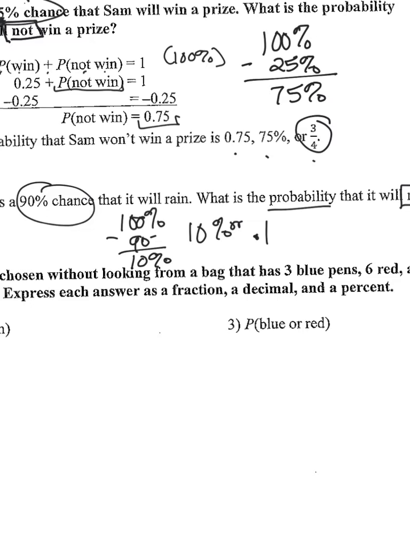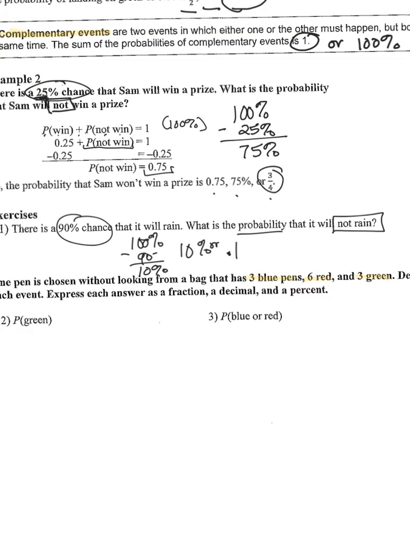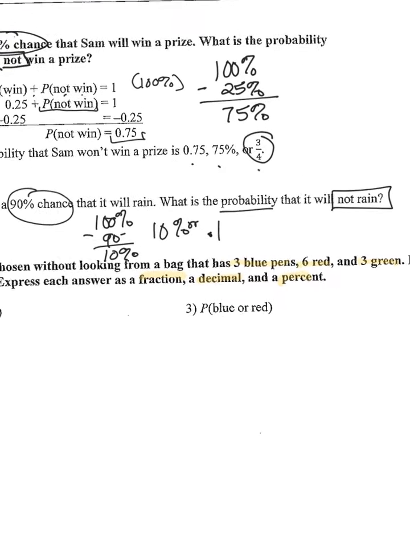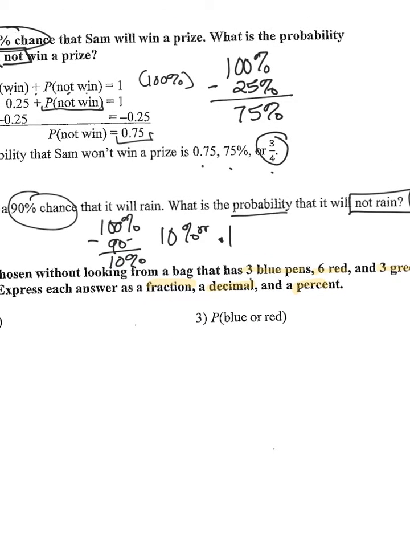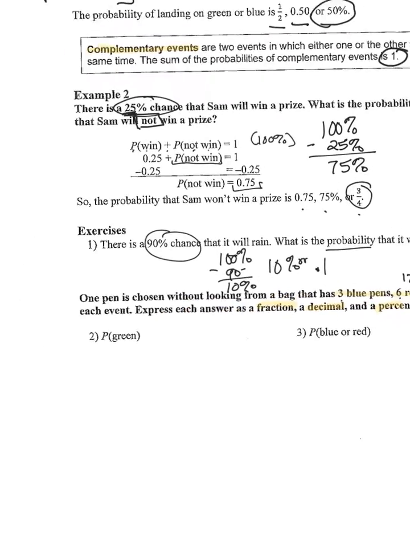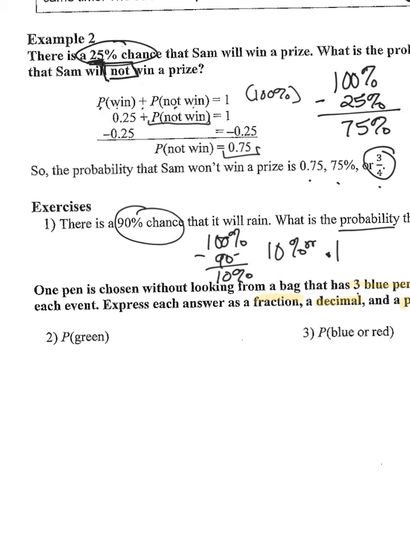Next part, 1 pen is chosen without looking from a bag that has 3 blue pens, 6 red, and 3 green. Determine the probability of each event. Express each answer as a fraction, a decimal, and a percent. First thing you want to do is see how many total pens we have. 3 pens plus 6 pens plus 3 gives us 12. So your denominator for each of these probabilities is going to be 12, because that's how many total you have.